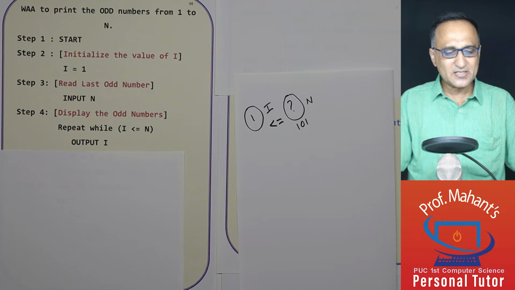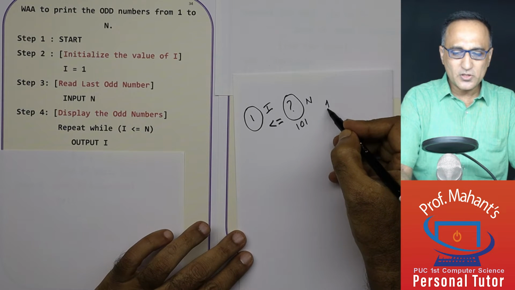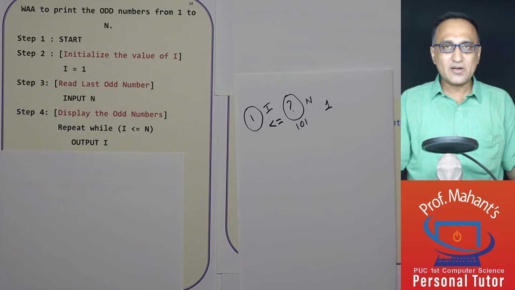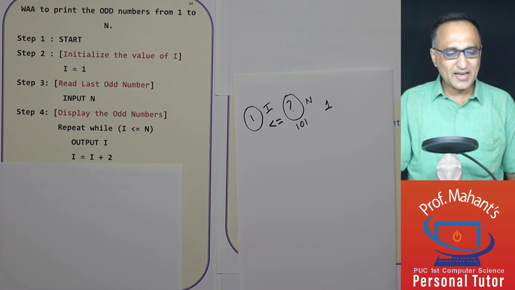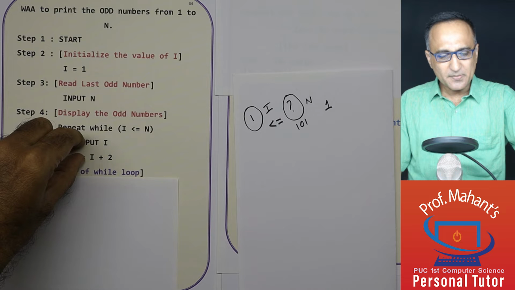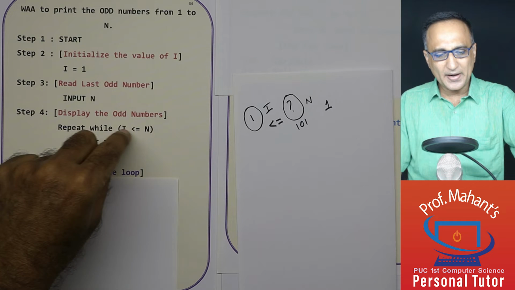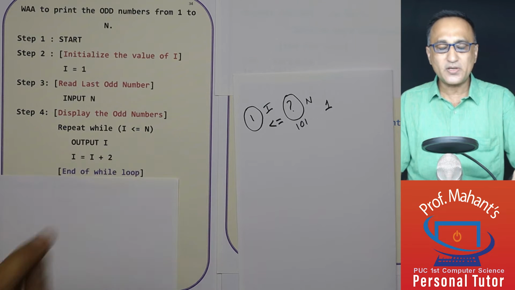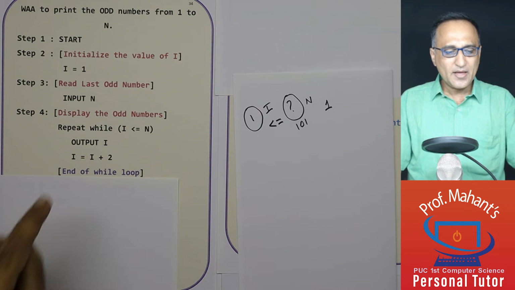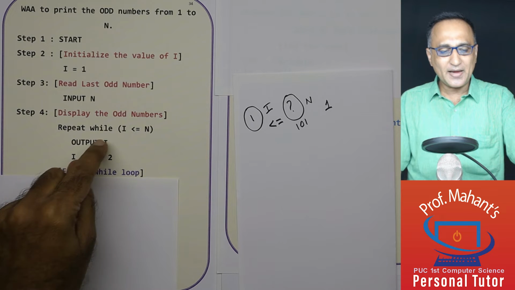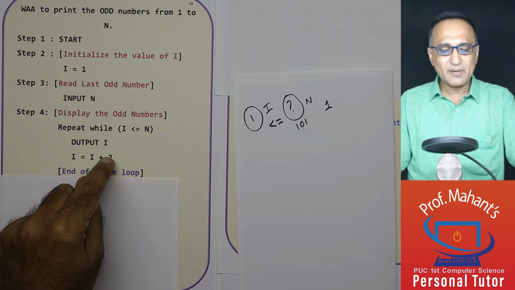So first, I am outputting the value of I, which is 1. Then the next odd number after 1 happens to be 3. So it is my job to increase the value of I from 1 to 3. So I say I is I plus 2. So I now becomes 3. These two statements are associated with this while and condition. This I less than or equal to n is a condition. As long as the value of I is less than or equal to n, I am going to keep outputting the value of I and increasing the value of I by 2.